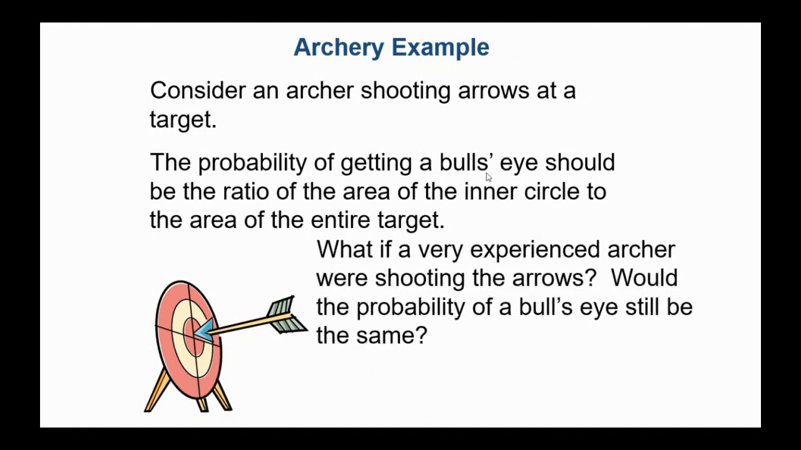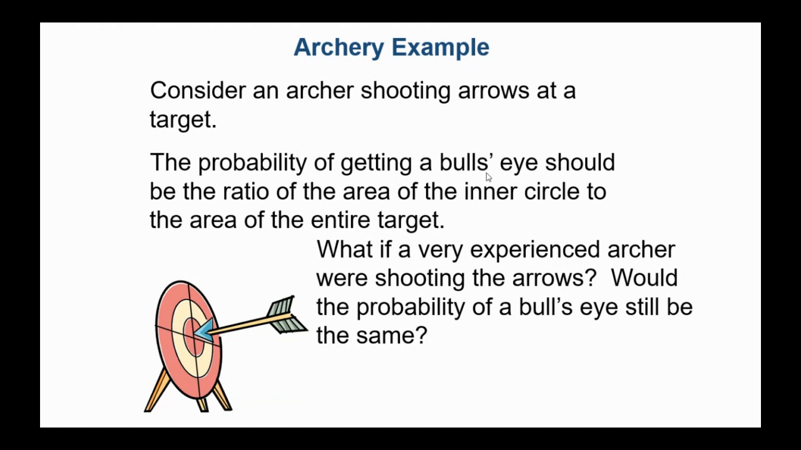But now, let me ask you this. If it was a very experienced archer who competes on the Olympics archery team, shooting arrows at our target, would that be the same probability? Would they have the same probability of hitting the bullseye as I would have when I've never shot a bow and arrow?